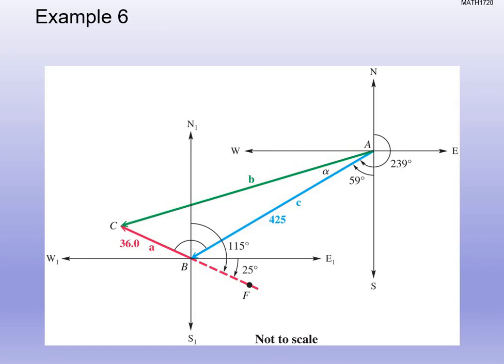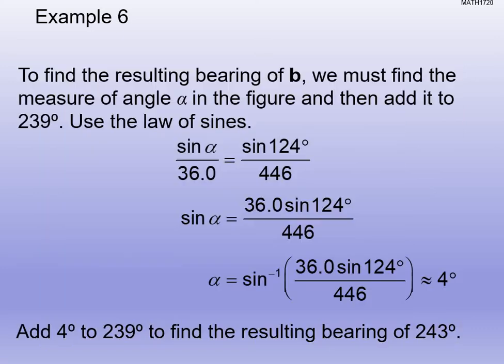So hopefully we're able to see, I'm bumping back to the diagram here. You can see that angle alpha is 4 degrees. Alright, so 239 plus 4. So that resultant vector yields what we're doing with respect to the wind now. So the final answer is a magnitude of 446 at a bearing of 243 degrees. So that's how the wind can have an effect on an airplane as it's going through.